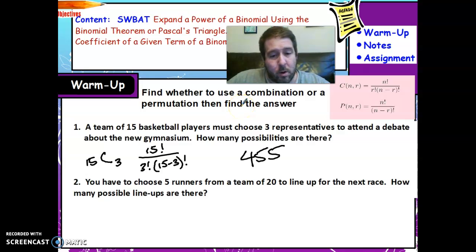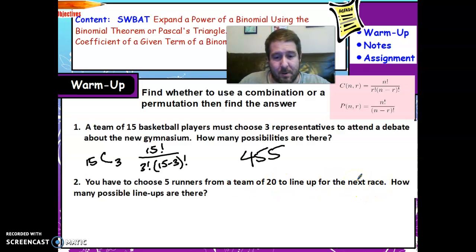Now keep in mind, if the order matters, it's going to be a lot more possible outcomes, because then it's going to be the same 455 options, but each one of those options can have a different order, so therefore creating more possible outcomes. All right, so the second one, you have to choose 5 runners from a team of 20 to line up in a race.